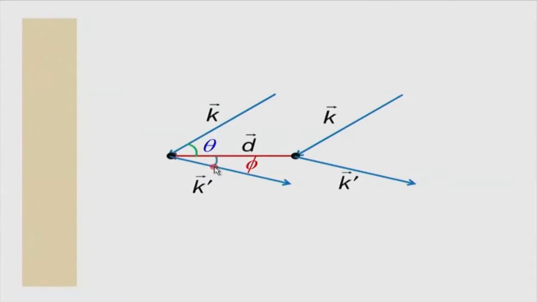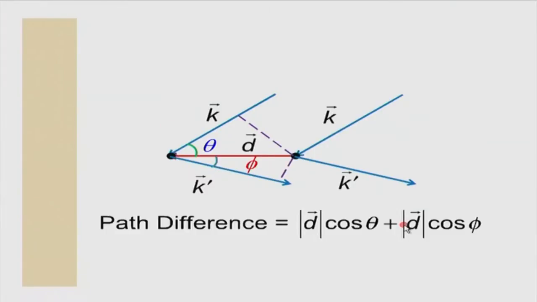This theta and phi need not be the same because I am looking for an arbitrary direction k prime, and I want to find out the condition for getting a constructively diffracted beam in this particular direction. So I have just taken theta and phi. Let us try to find out the path difference between these two.